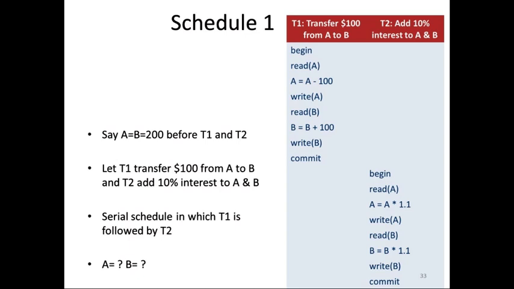What will be the value of A, initially 200, after taking 100 out of it and then adding 10%? Of course, 110. And the same for B, we add 100, so 300 plus 10%, so 330. Right. So that's the result, the state of the database after this serial schedule of these two transactions.